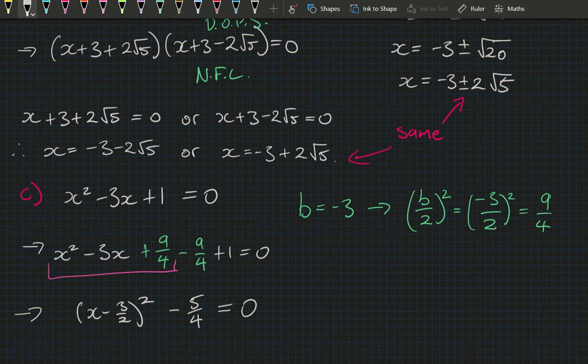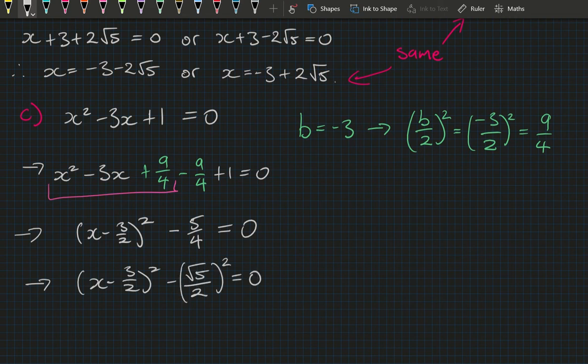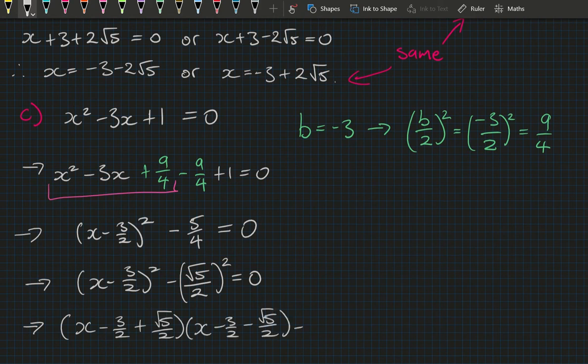So when we now set up our 5/4 for the difference of perfect squares, we're going to have (x minus 3/2) squared minus (the square root of 5 on 2) squared equals 0. And that, of course, is because the square root of 4 is 2. Once again, we're going to now factor that into (x minus 3/2 plus the square root of 5 on 2) multiplied by (x minus 3/2 minus the square root of 5 on 2). And that was just using the difference of perfect squares.